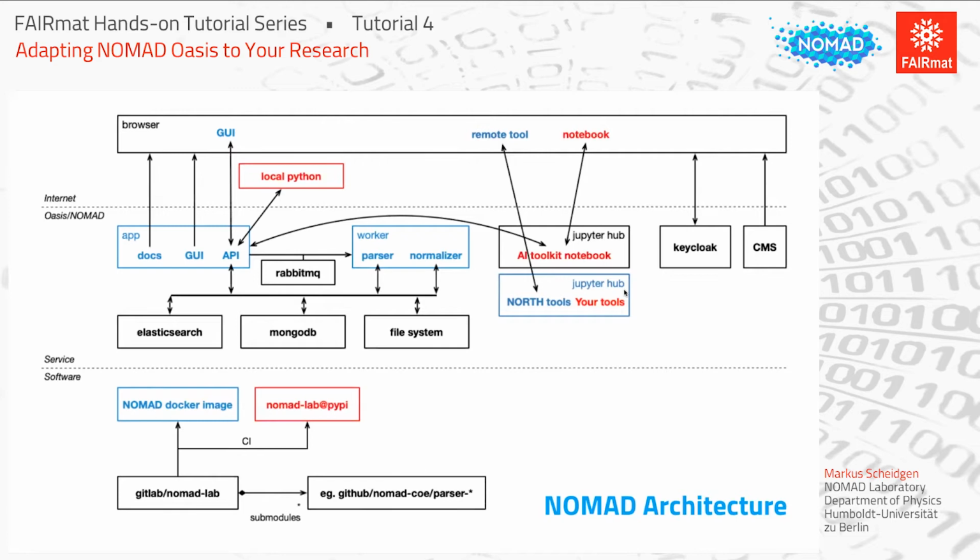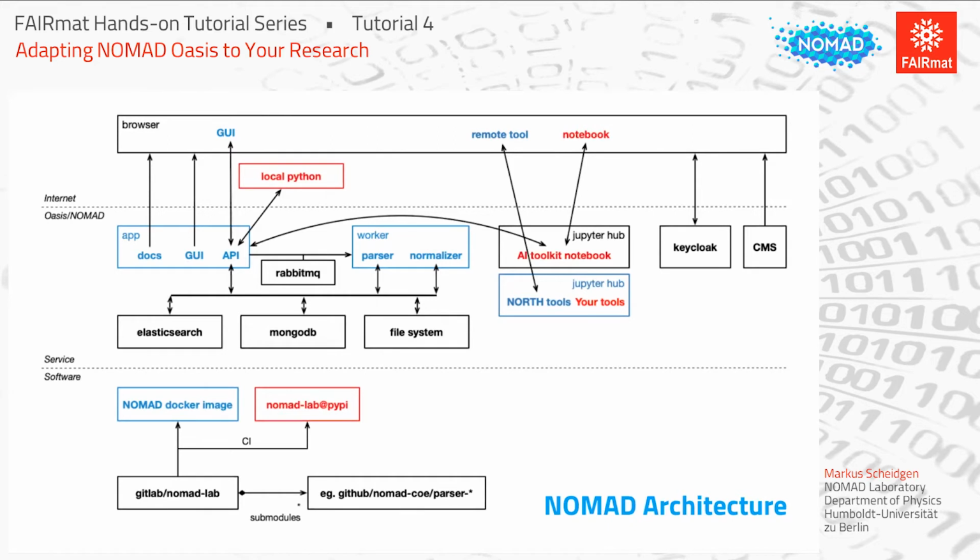I don't want to go into too much detail, but it is important to know that when you run the NOMAD Oasis, you're basically running 4 to 5 different containers. You will be running an Elasticsearch, you will be running a MongoDB, you will be running a RabbitMQ. This is all standard software that comes with standard images that can be run rather easily. And then we provide our own services. These are the blue boxes here.